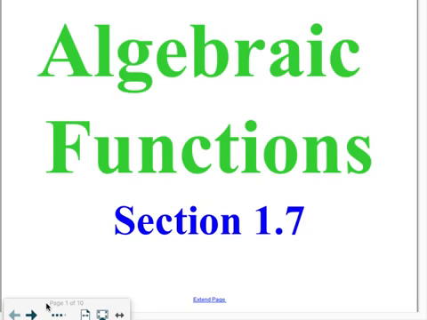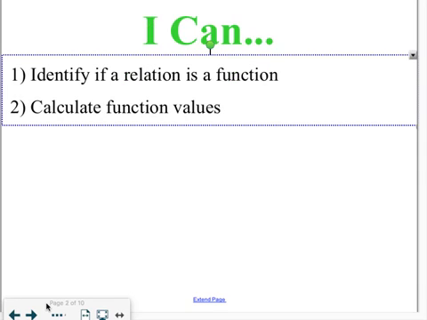Hello class, today we are going to talk about section 1.7, which is about algebraic functions. At the end of the lesson, you will be able to identify if a relation, remember that's a set of ordered pairs, is a function, and you will be able to calculate function values.